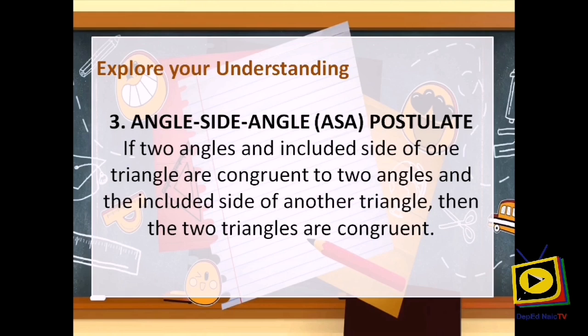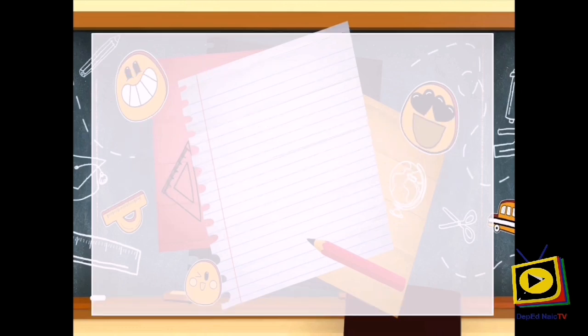Three, angle side angle or ASA postulate. If two angles and the included side of one triangle are congruent to two angles and the included side of another triangle, then the two triangles are congruent.